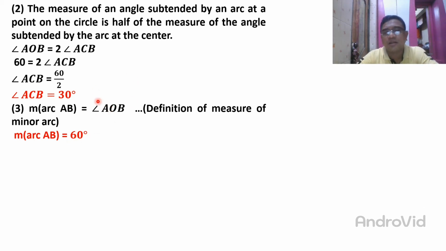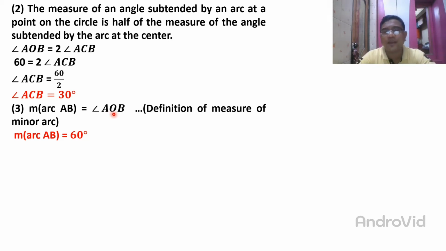Remember, my students, this AOB is the central angle, and I already explained this in the last lecture. You can see in the diagram that AOB is a central angle. I explained in the last lecture that whatever the angular measure of the central angle is, that is the angular measure of the arc in front of it.